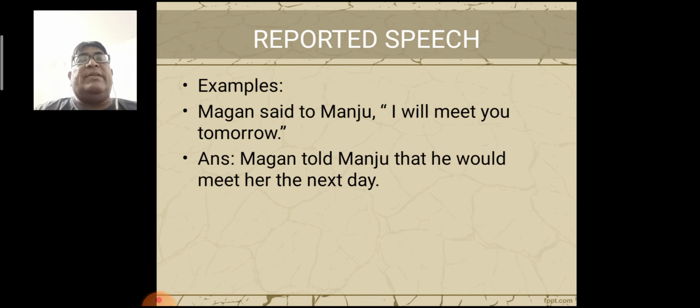Now let's see examples. Magan said to Manju, "I will meet you tomorrow." The answer is Magan told Manju that he would meet her the next day. So said to into told, I will meet you. Here I refers to Magan, and Magan is male, that's why we have to use he. Will into would. Tomorrow into the next day. So according to that we have to change.